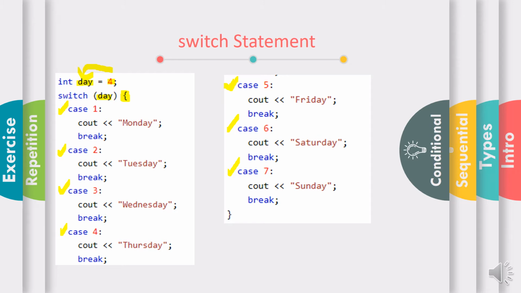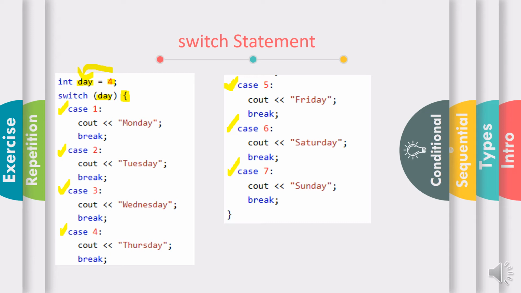Now, what will happen if the case 1 is met? Note that we have written the reserved word case. All the reserved words of the C language are written with the blue color for your better understanding. Case 1, then colon sign. If case 1 is met, then print on the screen Monday, then break. If the value is 2, then print out Tuesday on the screen, then break.